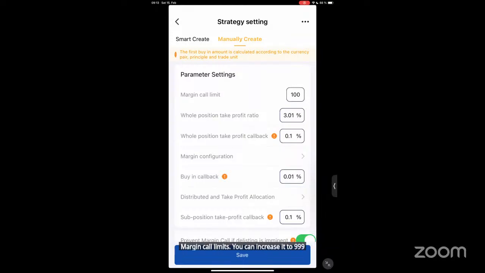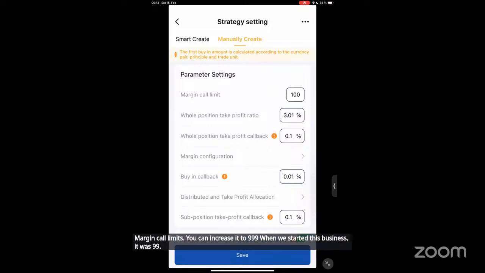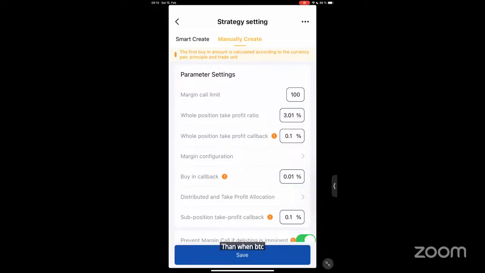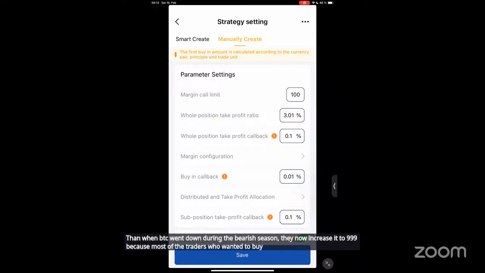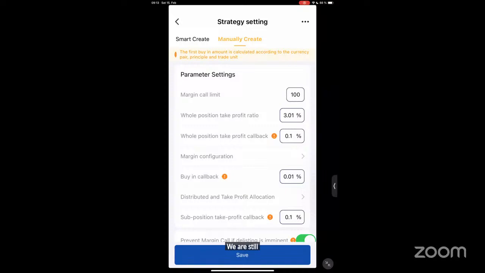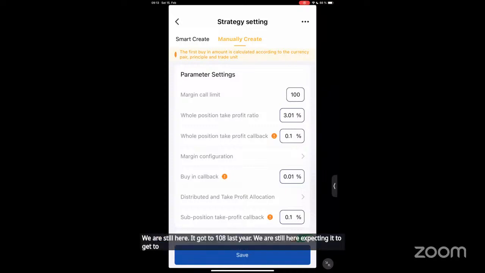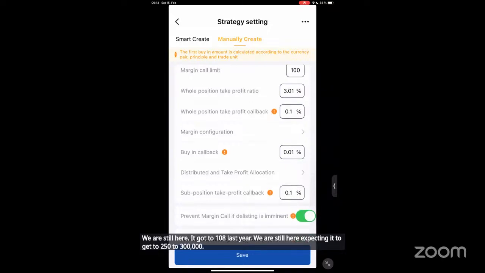When we started this business, it was 99. Then when BTC went down during the bearish season, they increased it to 999 because most of the traders wanted to buy more of the dip because they know that the markets will definitely go up. Okay. We were here when BTC went up to 69K. We were still here when it dropped to 15K. Okay, so guys, we are still here. It got to 108 last year. We are still here expecting it to get to 250 to 300,000. And it will happen, okay?